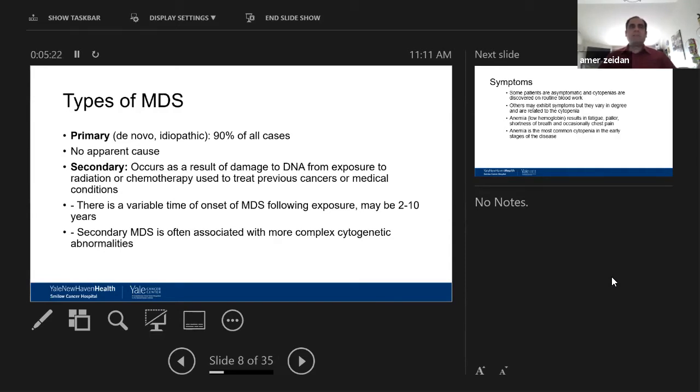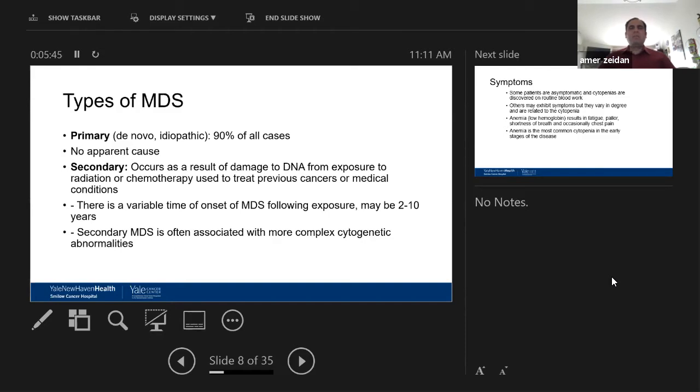De novo means that MDS arose without any previous predisposition, meaning that the patient did not have a specific reason to have it. And that's actually the most common situation. 80 to 90% of cases, it's de novo or idiopathic. In around 10 to 20%, it's secondary. And there are two large groups of secondary MDS.